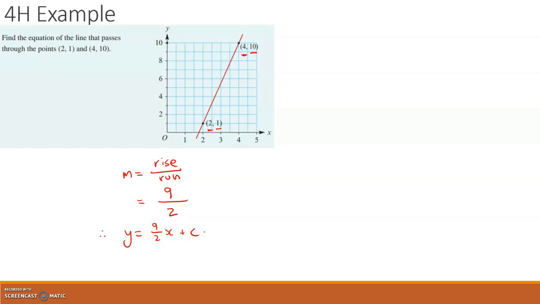Okay, so I'm not quite finished yet. Obviously, I still need to know what c is equal to, but this is my equation so far: y equals 9 over 2x plus c. Now what I have to do is choose one of these 2 points and substitute it into the equation. I'm going to choose this point here because the numbers are slightly easier to work with. So at the point 2, 1, x equals 2 and y equals 1.